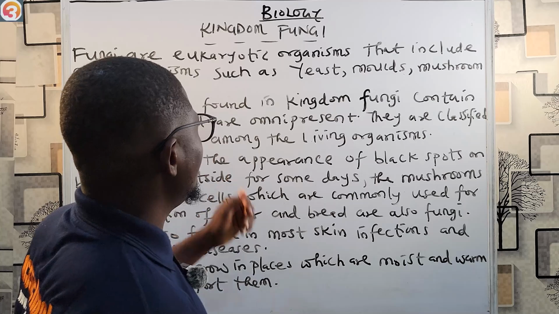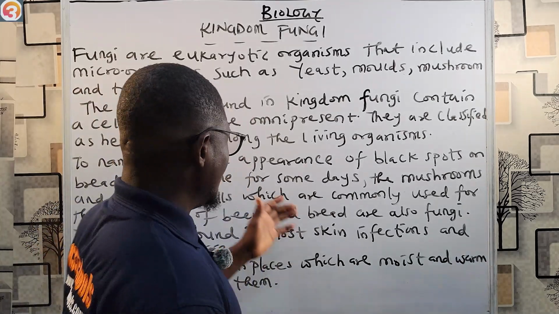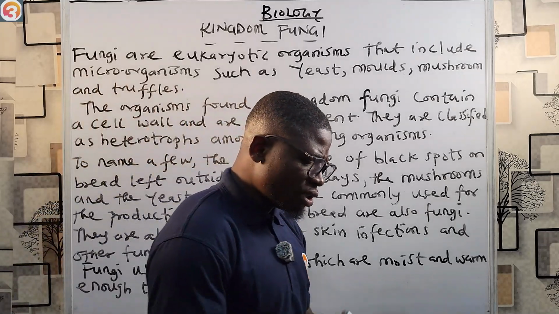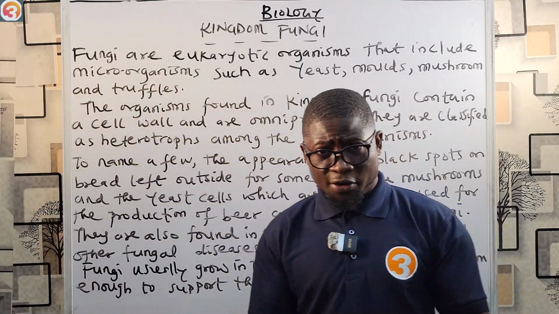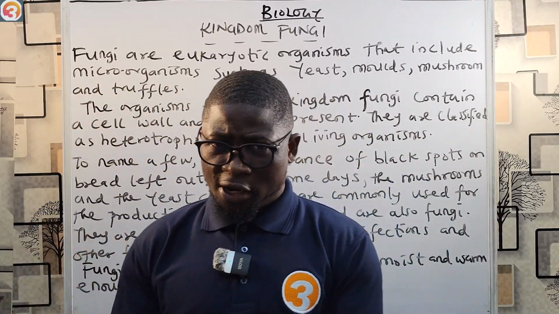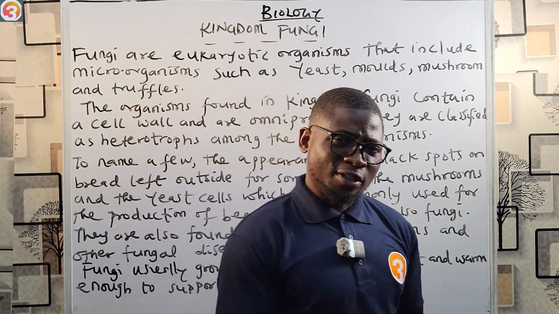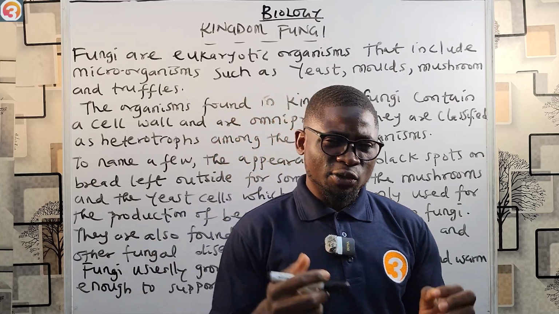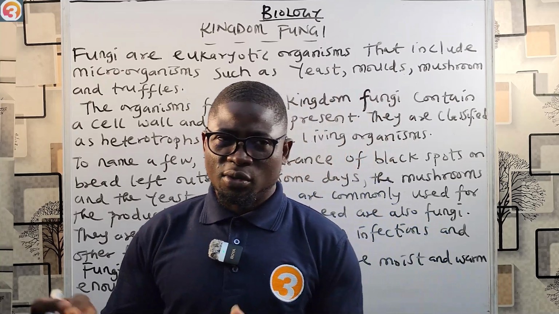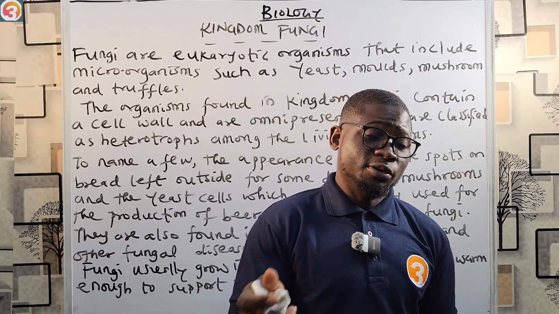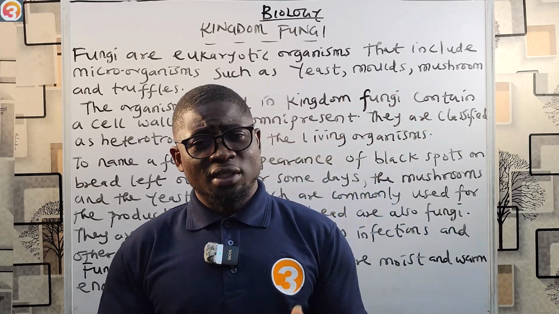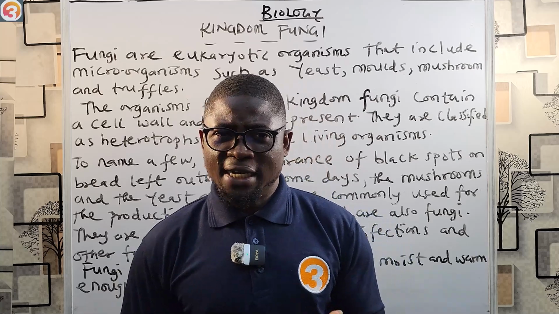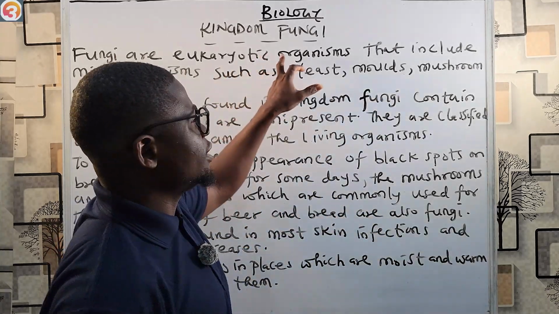So of course we're looking at kingdom fungi, and as you can see, fungi are eukaryotic organisms. In previous episodes, we have talked about prokaryotic organisms and eukaryotic organisms. I would say eukaryotic organisms are those organisms that have a definite nucleus and membrane-bound organelles. Prokaryotes, on the other hand, are those organisms that lack a definite nucleus and membrane-bound organelles. So fungi are eukaryotic organisms.